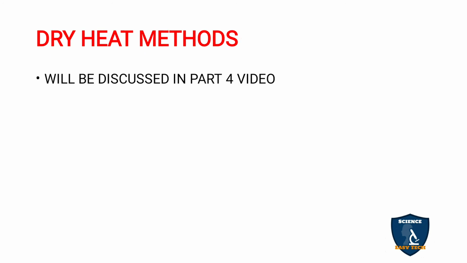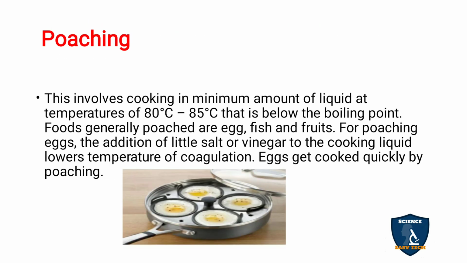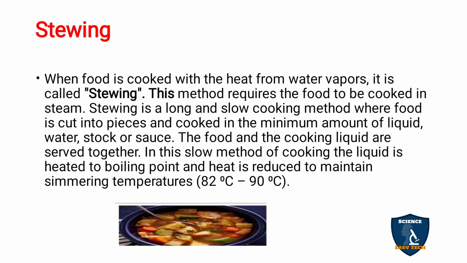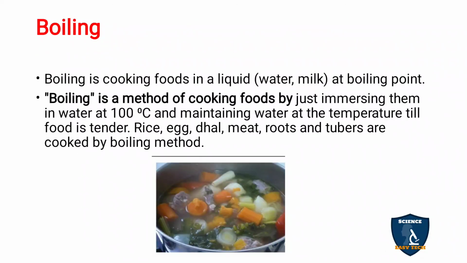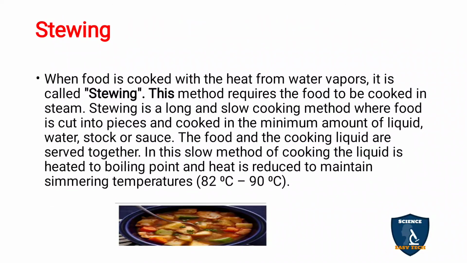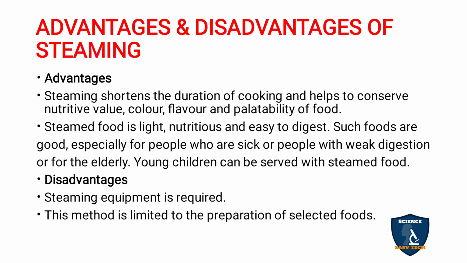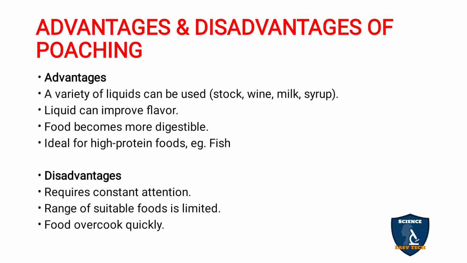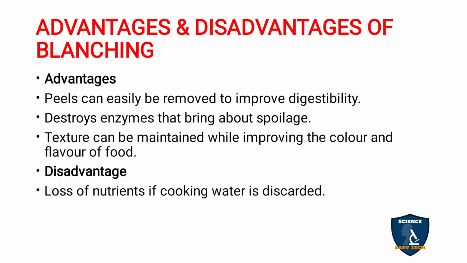So these are the moist heat methods of cooking. What all have we seen? We have seen boiling, stewing, steaming, pressure cooking, poaching, and finally blanching.